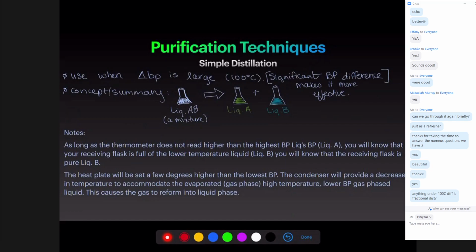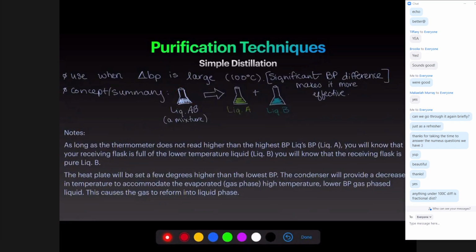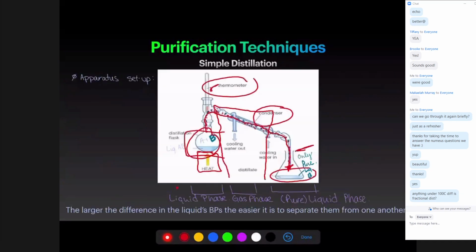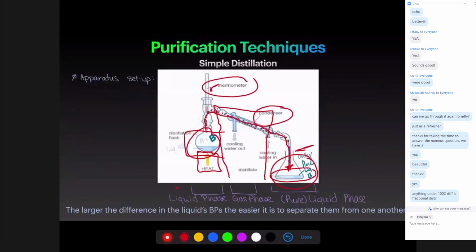As long as the thermometer on the apparatus does not read higher than the highest boiling point liquid's boiling point, which was liquid A, you will know that your receiving flask, which is this one, is full of the lower temperature liquid. So you have to monitor your temperature gauge as you go through this process.